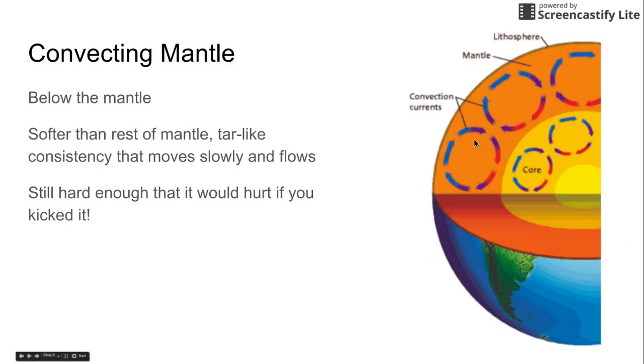But as you can see in the mantle, as that tar-like material gets closer to the core, it warms up. And as it warms up, it becomes less dense. This is when that convection current occurs, where it floats up to the surface, up near the crust. As it starts to cool, it then becomes more dense and starts to sink again.